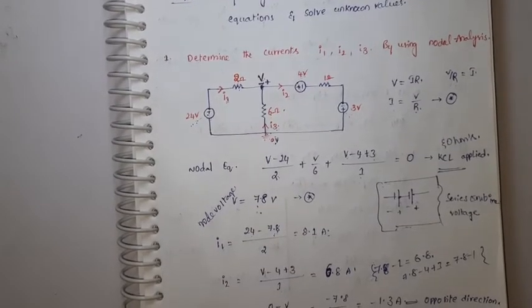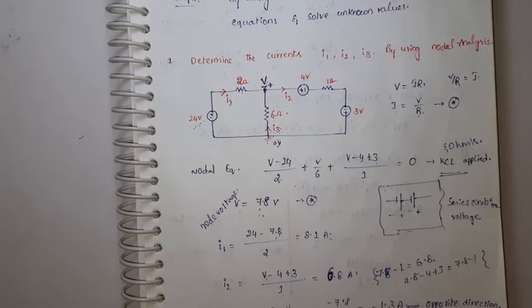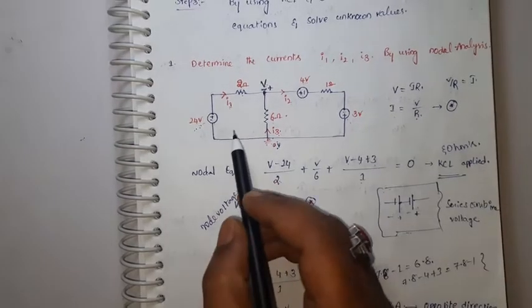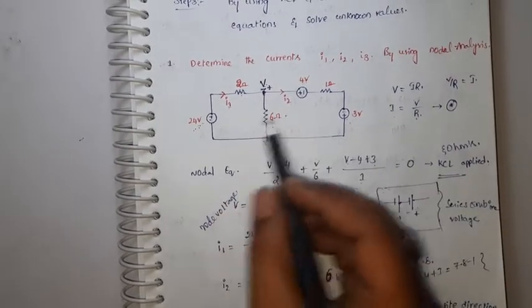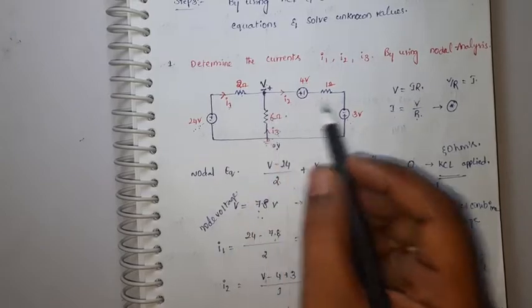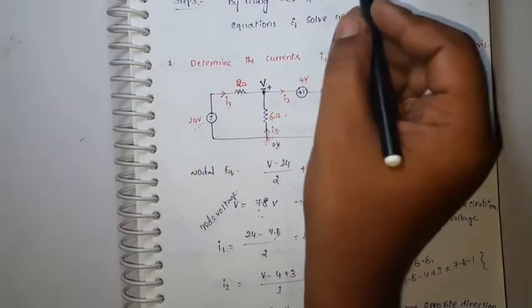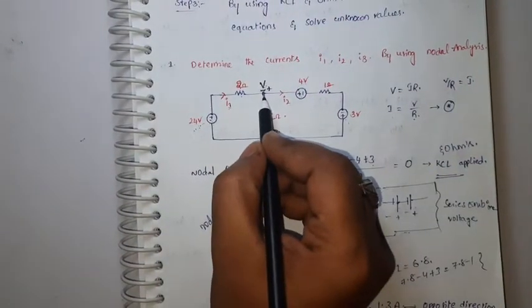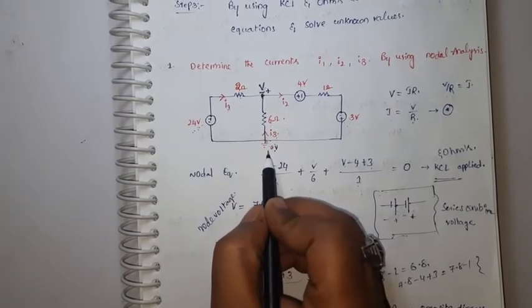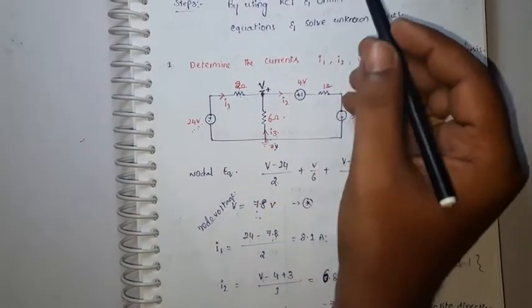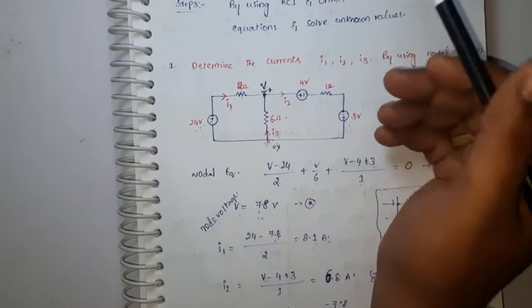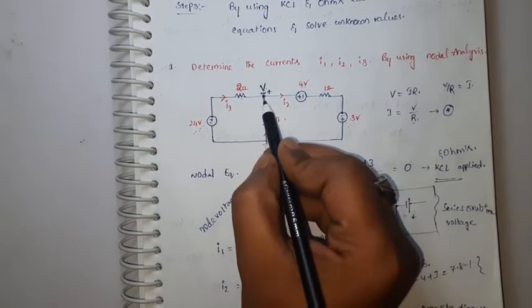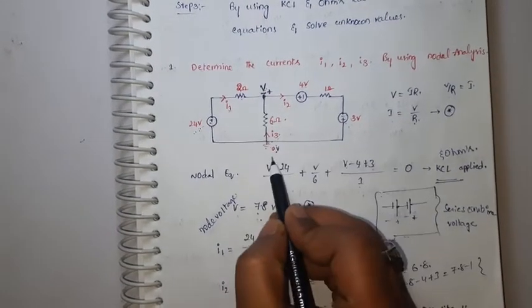Determine the currents I1, I2 and I3 by using nodal analysis. This is the circuit which is given in the problem. So what is step 1? Identifying the number of nodes. This is the node we have identified, and this is the ground. The second step is to assign the node voltages with respect to the ground. So we assigned the node voltage V with respect to ground.